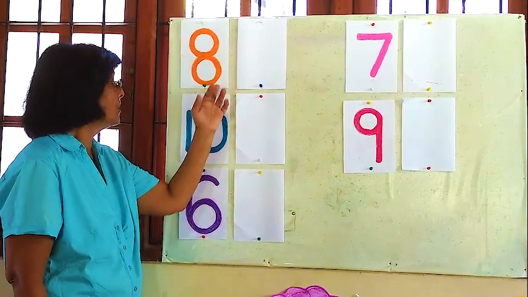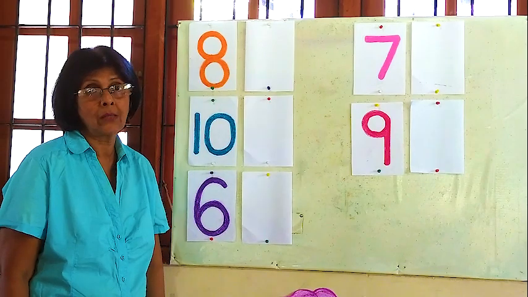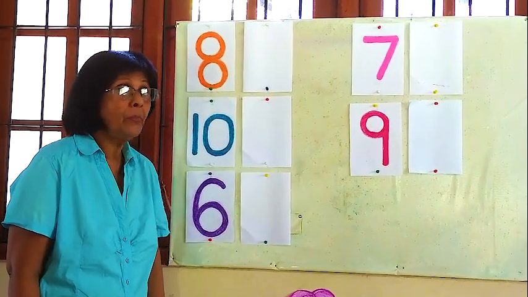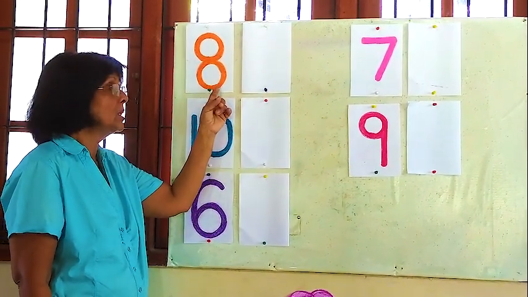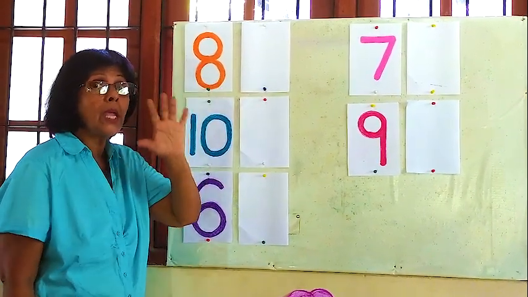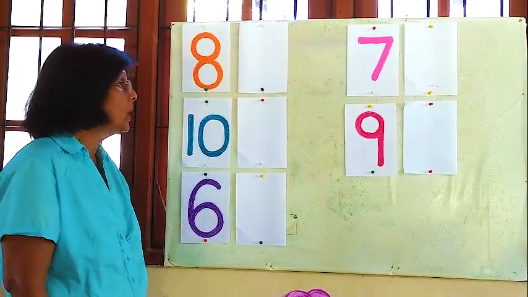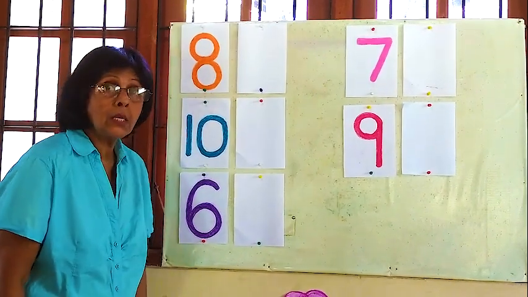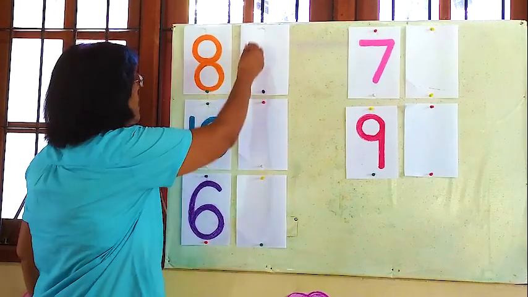Okay, we start from the first number here. This is number 8. So we have to draw pictures to this number. What is this number? 8. Now we are drawing 8 pictures. Now here I am going to draw 8 roses.